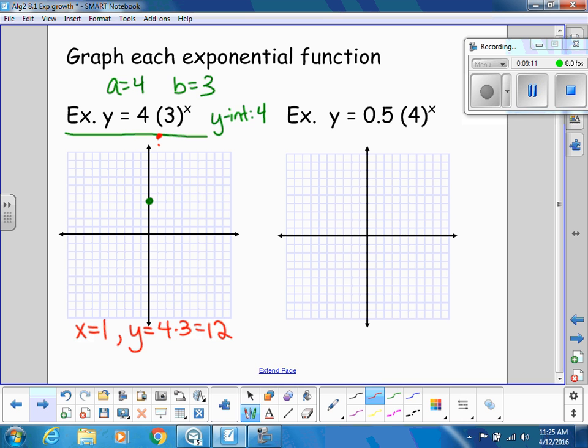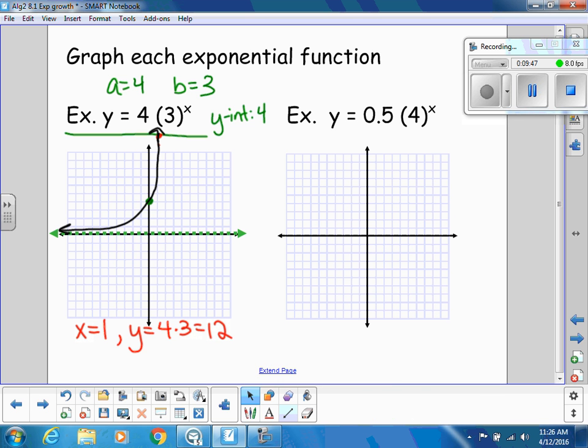Now we also said that my range has to be greater than 0. So I know it has to stay above that horizontal line. And so I'm going to use those 2 points and the fact that I know it's going to get closer and closer to that line to draw that graph. So you notice that I didn't have to make a big T-chart there. I just used my observations to draw that graph. Put 2 points on there and draw the graph. So let's do the same thing over here.